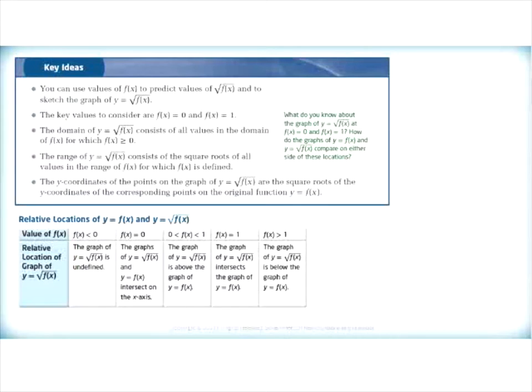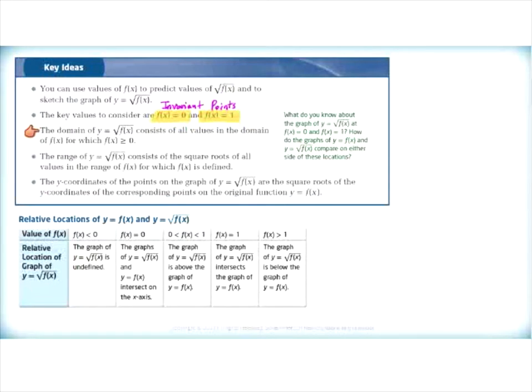As a summary then, you can use values of f of x to predict values of the square root of f of x and to sketch the graph of y equals the square root of f of x. The key values to consider are when f of x is equal to 0 and when f of x is equal to 1. These will provide us with the invariant points of your square root function and the original function. So they do provide us with the coordinates for the invariant points.